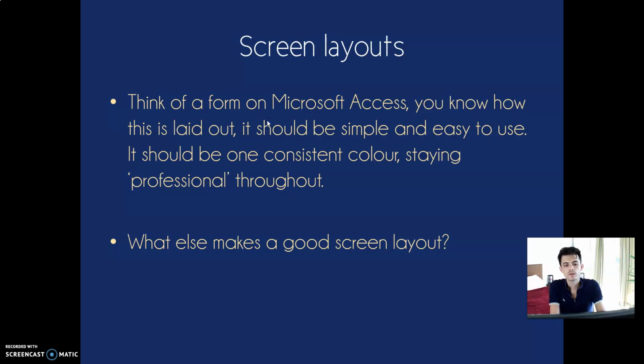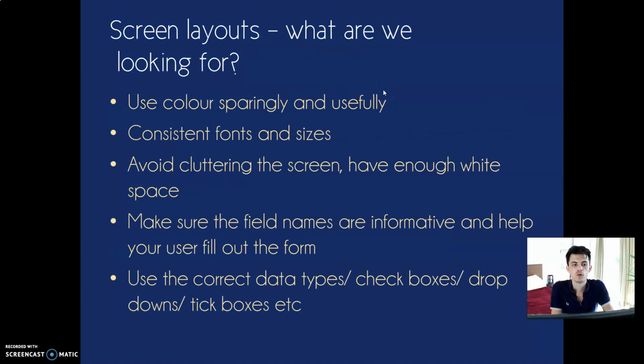Now, when we're thinking about what makes a good one, there's loads of different points. I'm going to start to read this out and I want you to tell me if you can work out what it sounds like. We want to use colour sparingly, and usefully, to help us identify what a field might be. So let's say it's a mandatory field that we need our users to fill in, then we might make it red to highlight it, for example. We also want to use consistent fonts and sizes. We want to make sure that it's simple and we have enough white space so it doesn't look too cluttered.